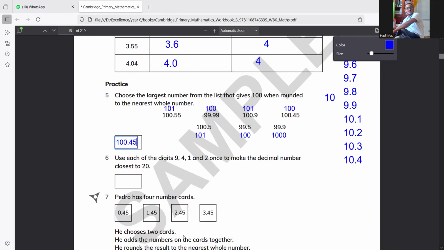They say use each of these digits once, 9, 4, 1, and 2, to make the decimal number that is closest to 20. When I say closest to 20, it doesn't mean rounds to 20. It means closest to 20. We know the closest number to 20 will be 19 point something or 20 point something. We don't have 20 point something because we don't have 0. So it's going to be 19 point, then either 2, 4 or 4, 2. But 4, 2 is closer because it is greater than 2, 4.